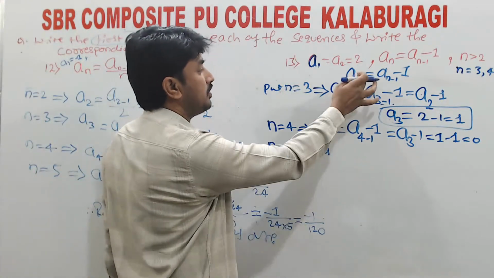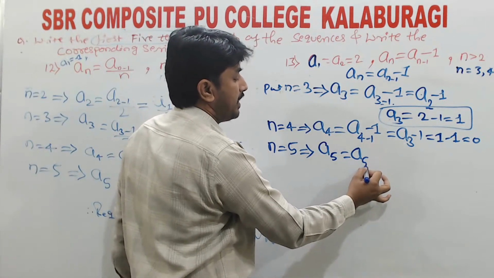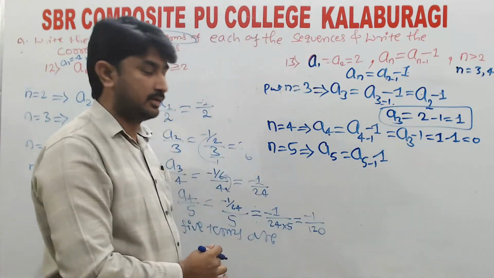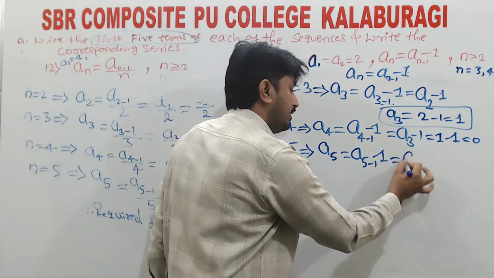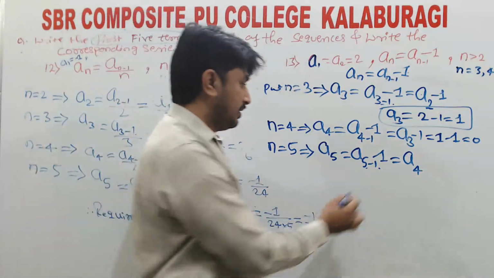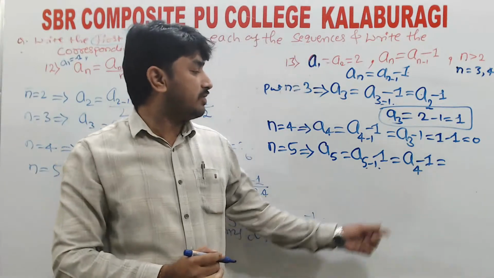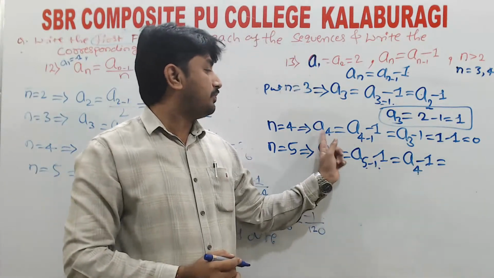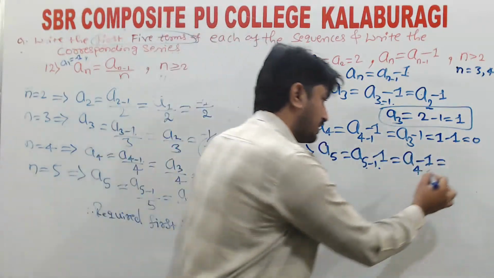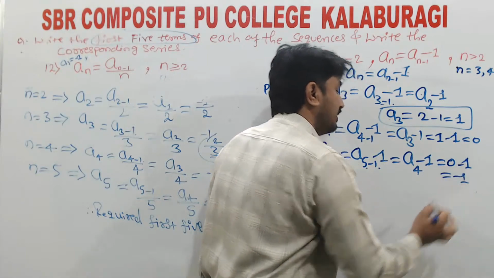And last one, n equal to 5. Here a5 is equal to a_(5 minus 1) minus 1, as it is. So a_(5 minus 1) means a4. It means it is the fourth term minus 1. Already we know the value of a4, the fourth term is 0. I am taking 0 minus 1, it is equal to minus 1.